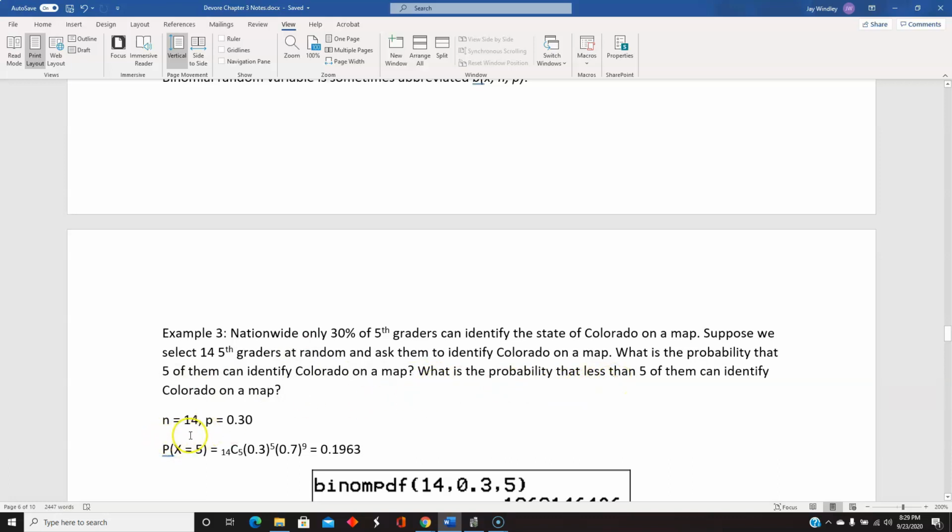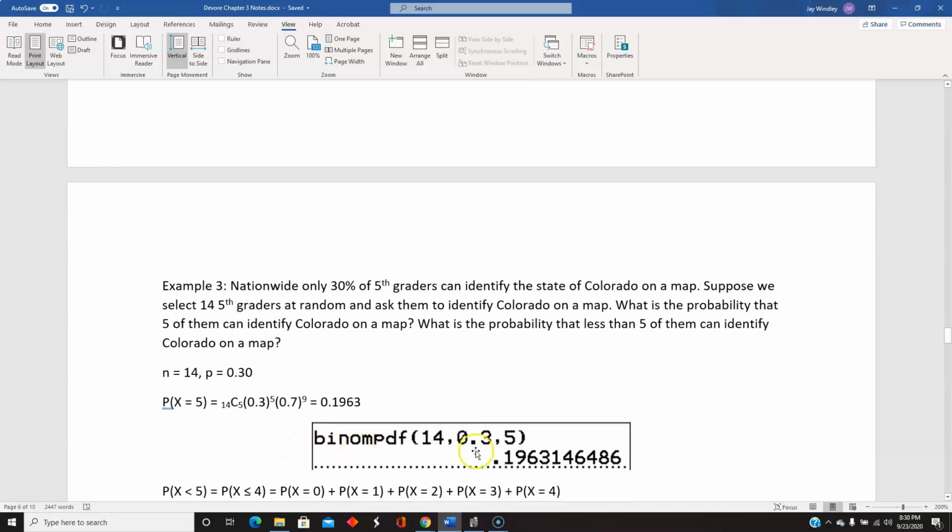So our N is 14, our probability of success is 0.3. We want to know the probability of 5 successes. That's 14 choose 5, probability of success to the 5th, probability of failure to the 9th, because if you had 5 successes, you had to have 9 failures. So using the formula this way, you get 1963, or punching it into the calculator's binomial PDF function, you get the same 1963.